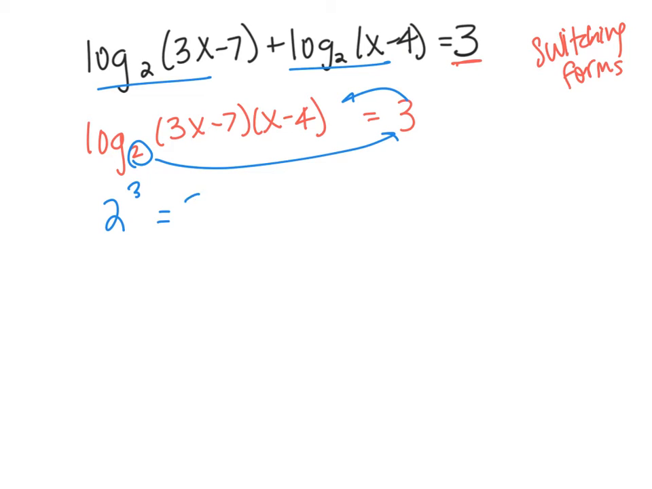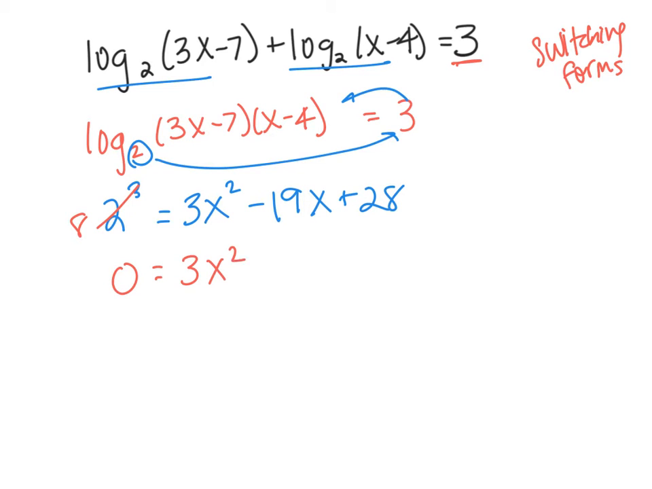Now I'm just going to go ahead and multiply this out because we're going to need to anyways. So 3x squared minus 12x minus another 7x would be a minus 19x plus 28. This is a quadratic, so now we just need to set it equal to 0. 2 cubed is 8. And then factor. So we have 0 equals 3x squared minus 19x plus 20. Go ahead and factor this.